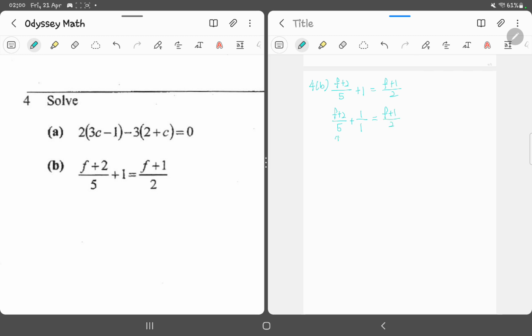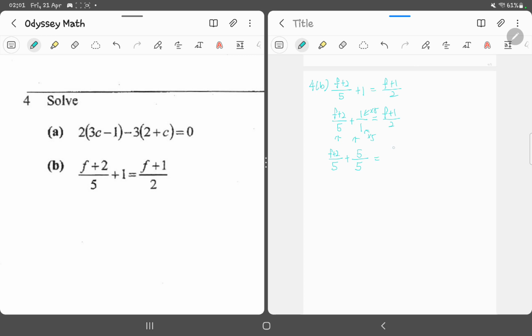So now we have a fraction here and a fraction here. Recall earlier, to add two fractions of different denominators, first you must make the denominators the same before you add them up. So in this case, to find the common denominator, we take this denominator 5 times this denominator 1, so that will be 5. But this denominator here is already 5, so we don't do anything over here. For the 1 over 1, we need to make the denominator 5, so I multiply top and bottom by 5. It's 5 over 5, which is still 1, okay?